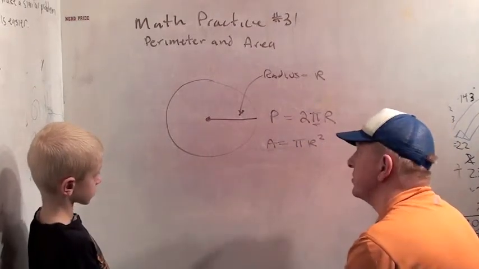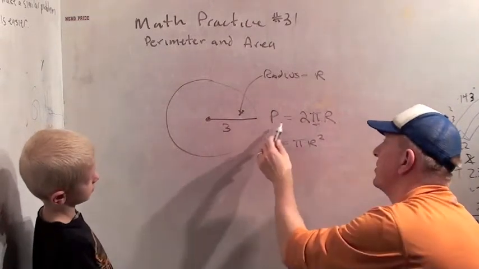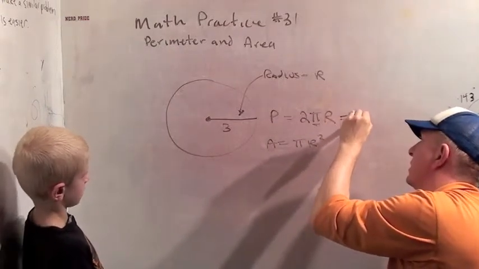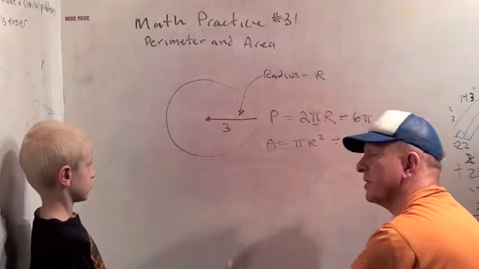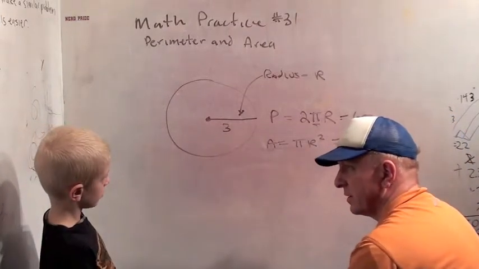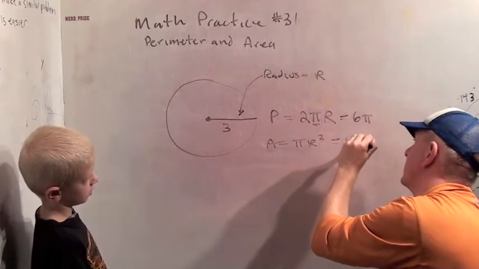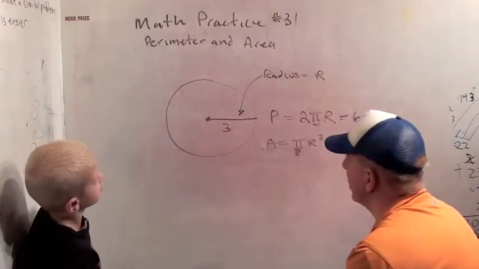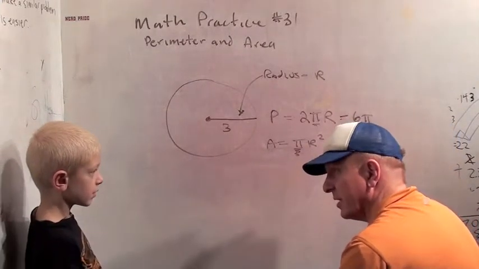So if I have a circle whose radius is 3, the perimeter is 2 times pi times 3, or 6 pi. And the area is pi times 3 squared. Do you know what 3 squared is? 3 times 3? 9. Yeah, the area is 9 pi. So there's a special number pi that you use to calculate the area and perimeter of circles. It's pretty neat.